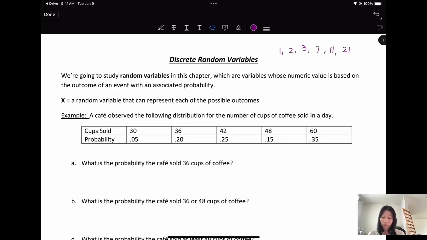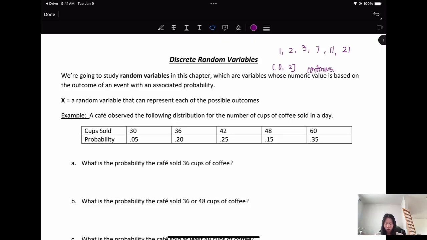But continuous random variables can take on all the values in an interval, such as from 0 to 2. These are continuous random variables.